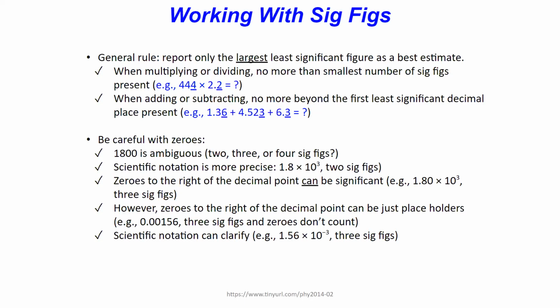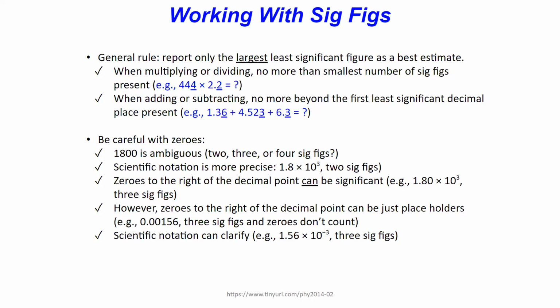So here, if you are writing this on purpose, 1.80, you keep this 0, so that means this is significant. You are reporting it, times 10 to the third. This scientific notation just tells you the order of magnitude. It doesn't count into the significant numbers. Just look at this number. So 3 sig figs here.